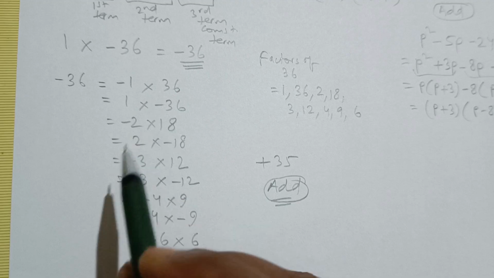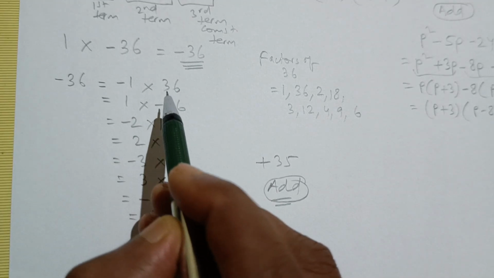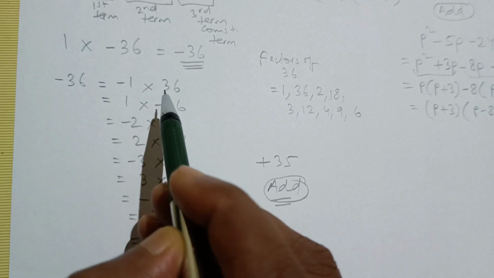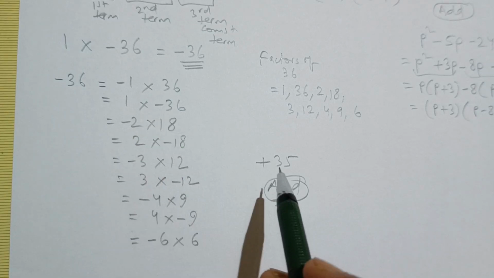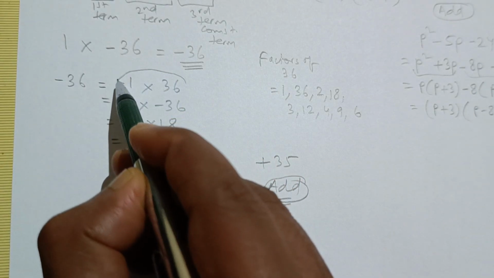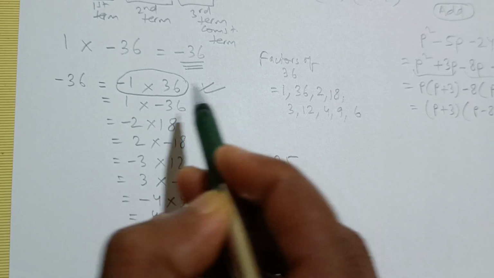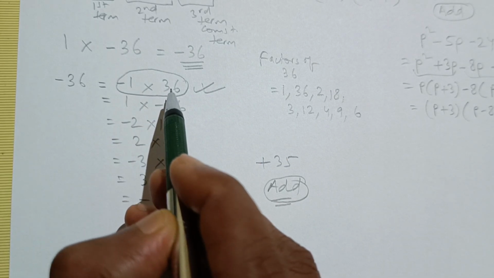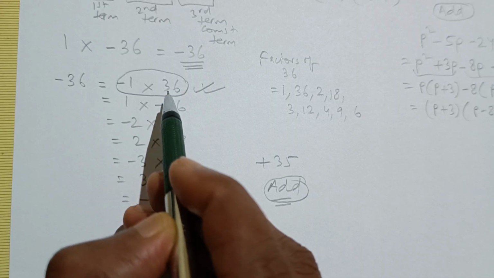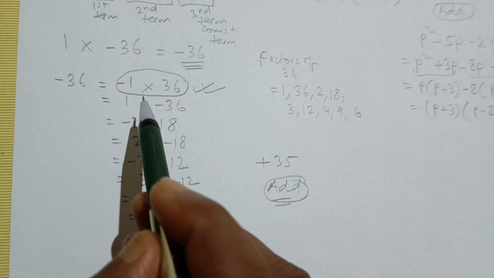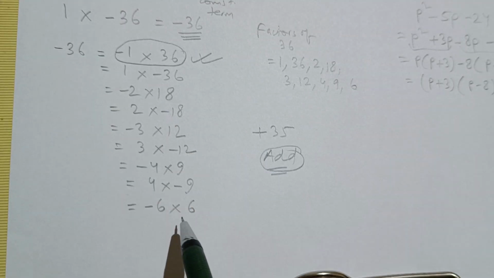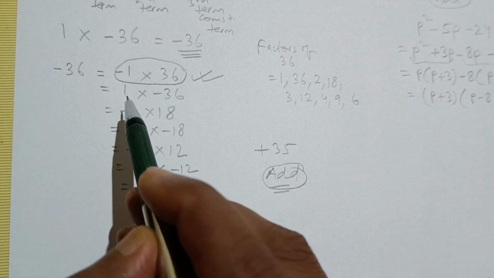So minus 1 and 36. So add it. Minus 1 plus 36 is plus 35. Yes, here itself I am getting it. I want plus 35. So yes, this is fulfilling. And if you check all the others, they won't fulfill this criteria. You can check it. Okay, let us do it.